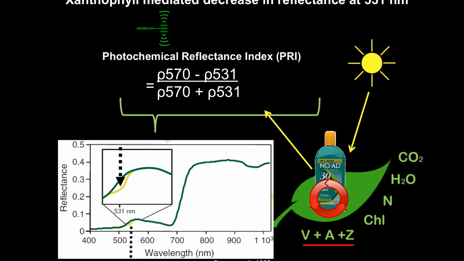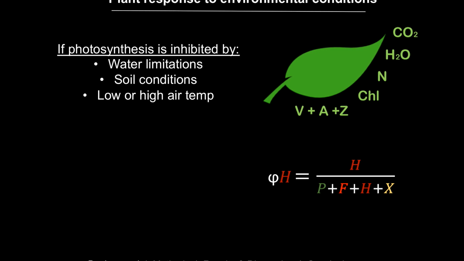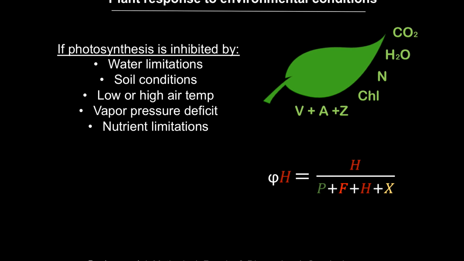that is inferring de-epoxidation of the xanthophyll pigments. So now if we're really interested in crop stress or plant stress, we're interested in how this plant is responding to abiotic or biotic conditions. So if we take our leaf here and we think about photosynthesis being inhibited by any number of potential stressors, one might be water limitations, could be poor soil conditions, low or high air temperatures, vapor pressure deficit, nutrient limitations, some sort of biotic disturbance.